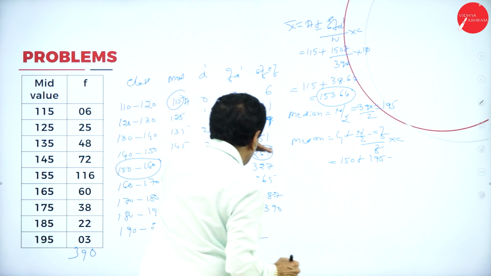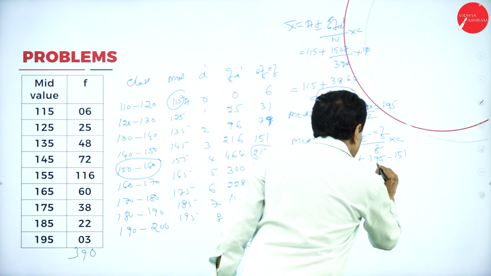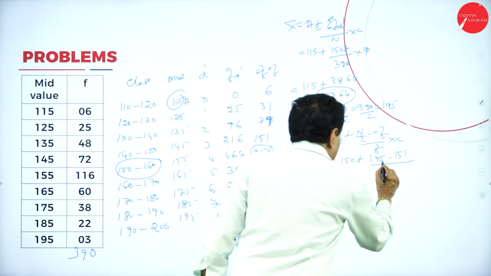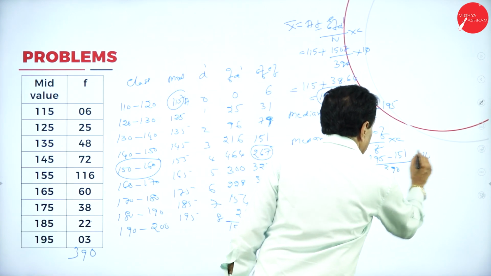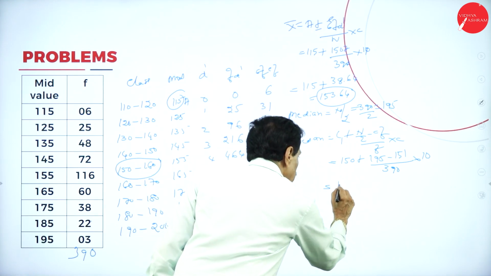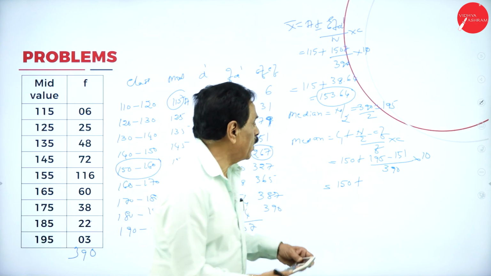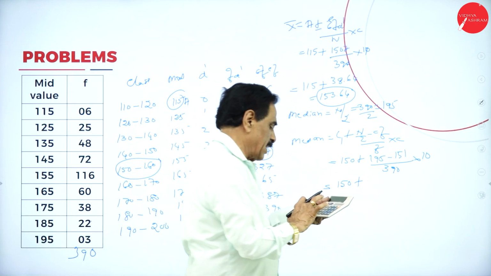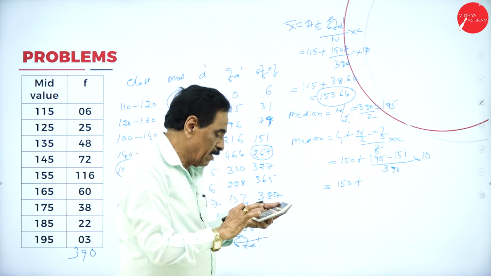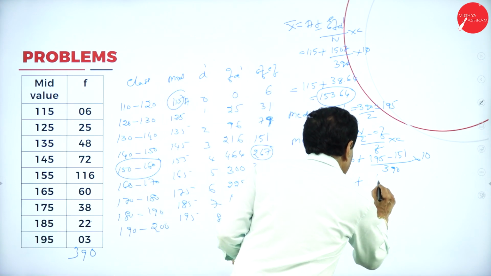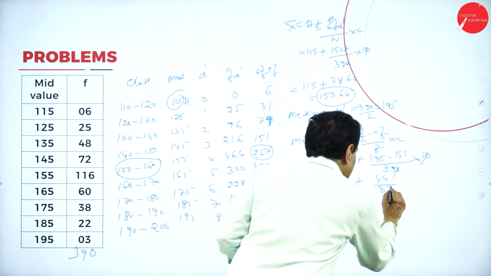Behind where it lies under 267, behind this is your CF, 151, divided by the frequency 39, into your class interval, which is 10. Simplify this: 150 plus 195 minus 151. 195 minus 151 is equal to 44, divided by 390, cancel the 0, it becomes 39.